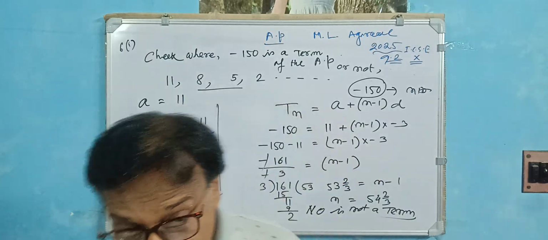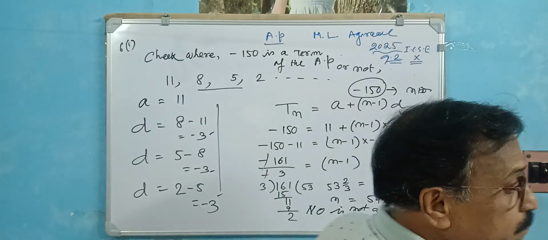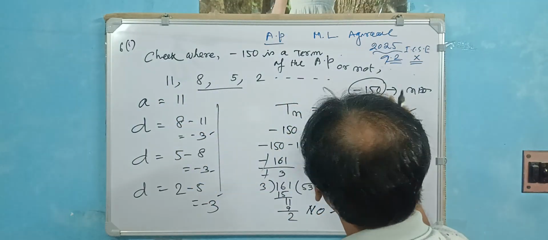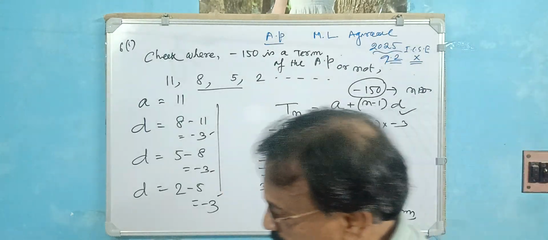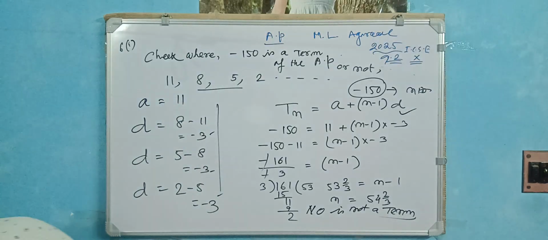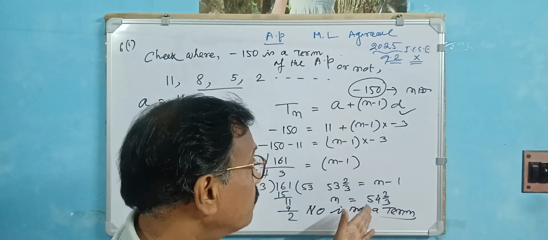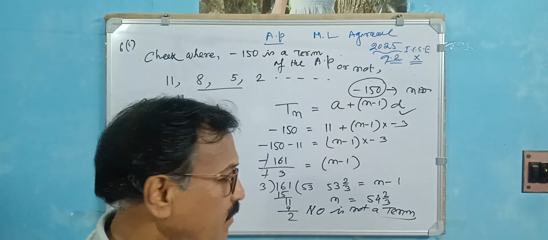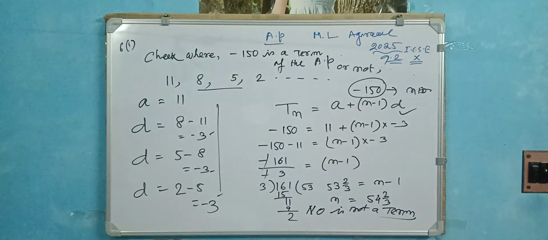So for that reason, you just prove that minus 150 does not belong to any term here. This is the given AP. So minus 150 does not belong to any term. Is minus 150 a term or not? No, minus 150 is not a term. Clear? So this is the thing.